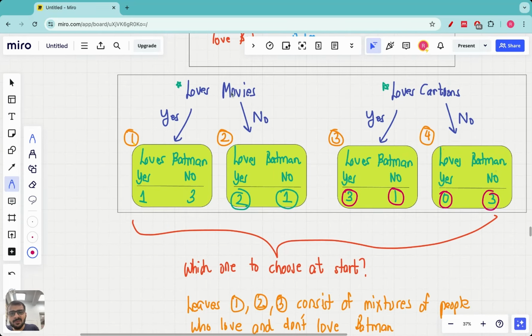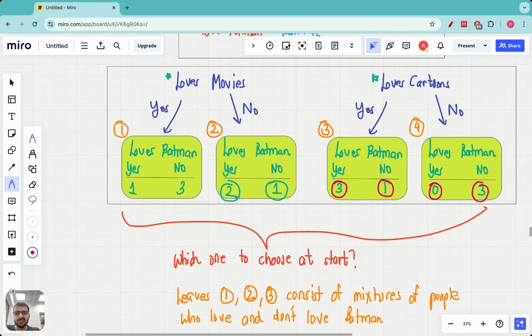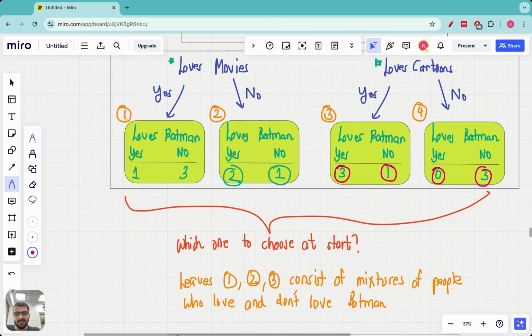Okay, so in the loves movies question, we have two leaves. We have leaf one and we have leaf two. In the loves cartoons question, we have two leaves. We have leaf number three and we have leaf number four. This gives us more information to decide which question do we ask at the start.